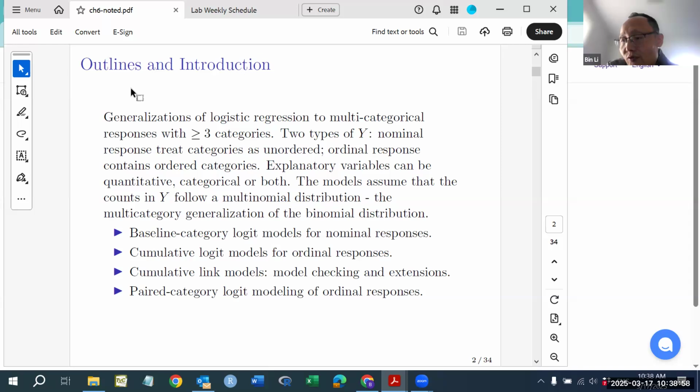So we will talk about 4 types of models in chapter 6. Today we will talk about 2, and on Wednesday, we will talk about the other 2. The baseline category Logit model for the nominal response, and then the cumulative Logit model for the ordinal response. On Wednesday, we will talk about the cumulative link models for the model checking and extension, and also the pair category Logit models for the ordinal response. Okay, so this is the outline for chapter 6.